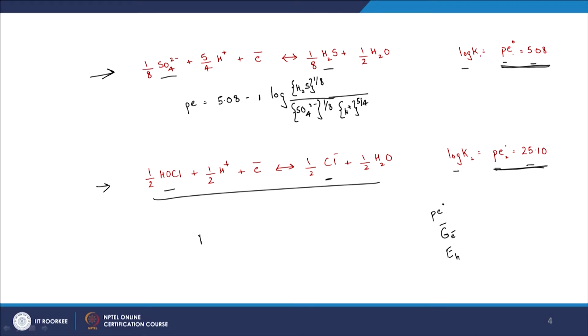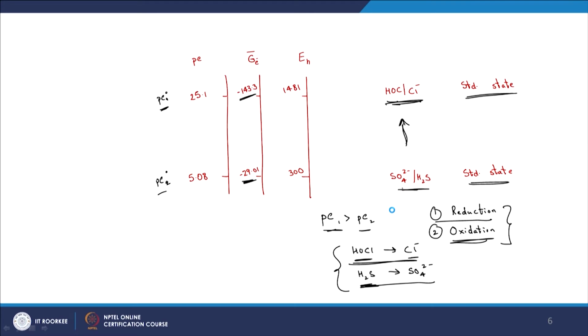And in this particular case, PE is equal to PE naught, which is 25.1, minus log Q dash, 1 by n, again the number of electrons being transferred is 1, times the reduced form, Cl minus to the power of half, activity of water is 1, divided by HOCl raised to the power of its stoichiometric coefficient half, and again H plus raised to the power of its stoichiometric coefficient half. So from here we can calculate the PE values, and let us see what the system would be.